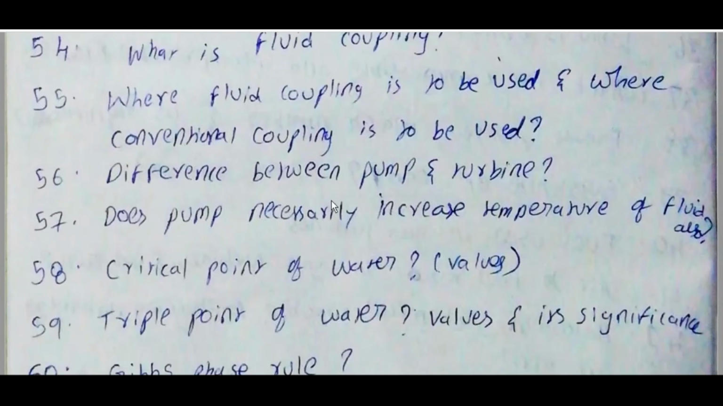Difference between pump and turbine. A turbine is a work producing device. It absorbs energy from the fluid stream and converts it to work. A pump is a work consuming device. A pump absorbs useful energy, that is work, and adds energy to the fluid. Does a pump necessarily increase the temperature of the fluid? No, a pump will not necessarily increase temperature. Even if it does, as it is a pump, it will be very small.